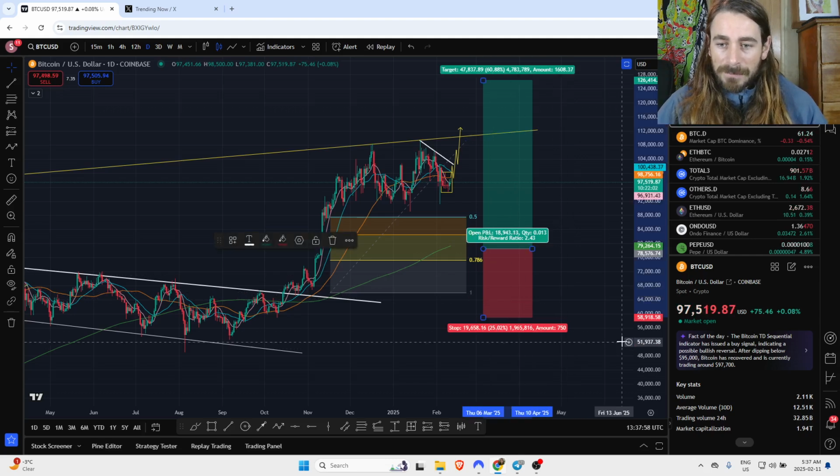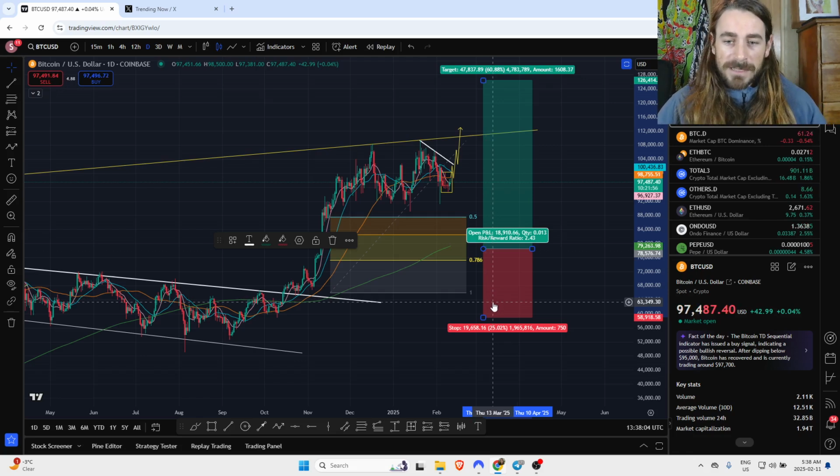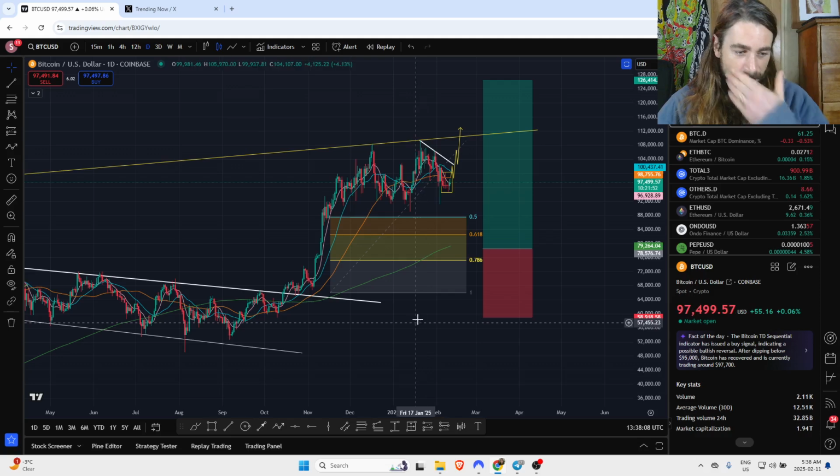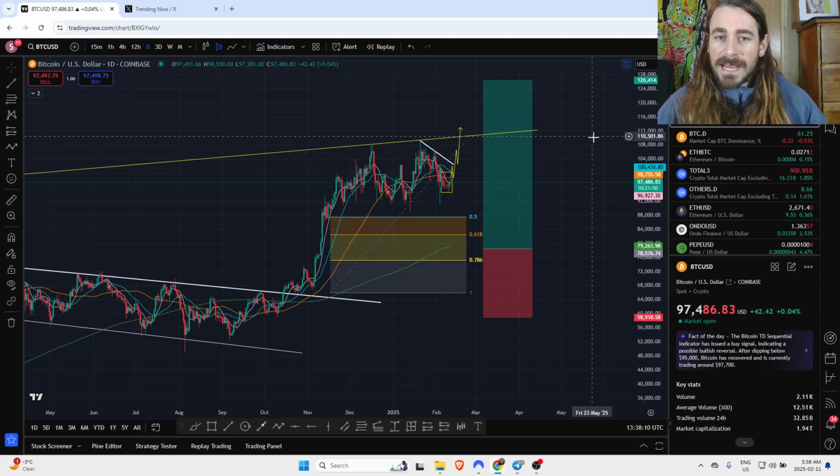Stop loss below here, as conservative as you can afford to make it. I think if we break below 65,000, we're really going to risk the structure of the market because that's the prior cycle high. So keep that in mind.